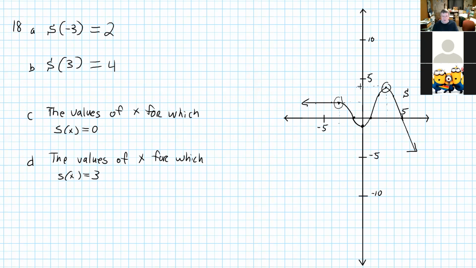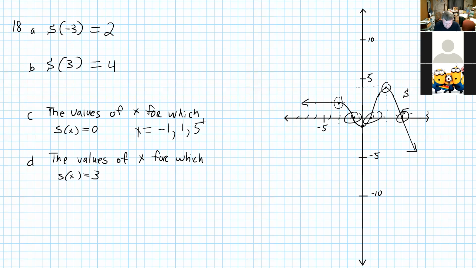Now, this part of the problem is slightly different. In problem 17, it said the value of X. This says the values of X for which S of X is 0. So where is Y equal to 0 on this graph? Well, it's right along the X axis. So what X values have a corresponding Y value that's 0? -1, 1, and 5. Excellent. So there's 3 inputs that go to the same output, triplets.